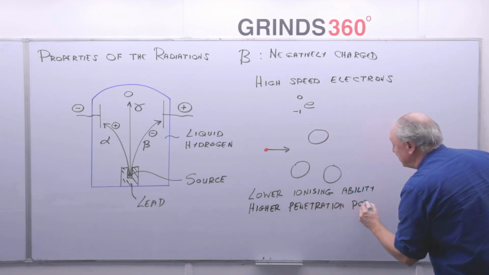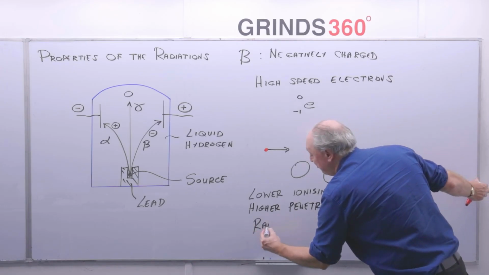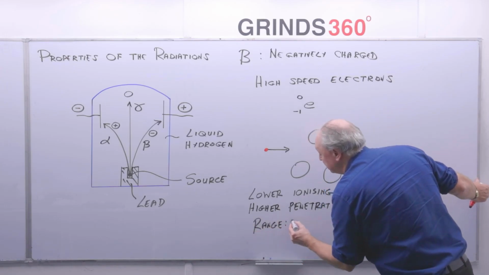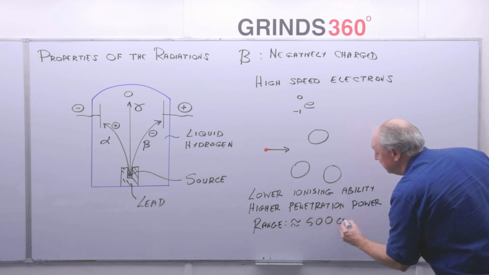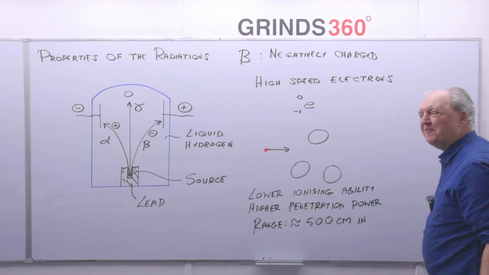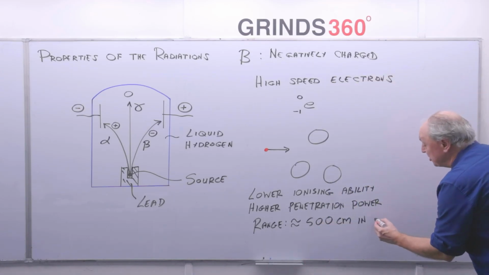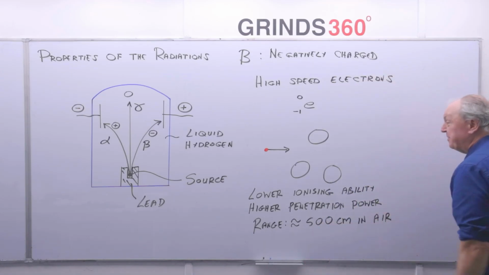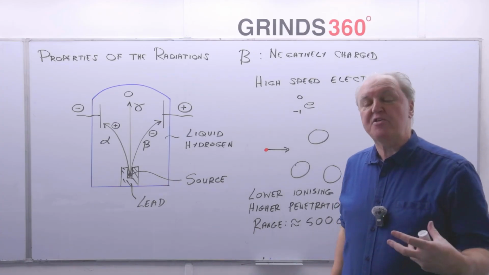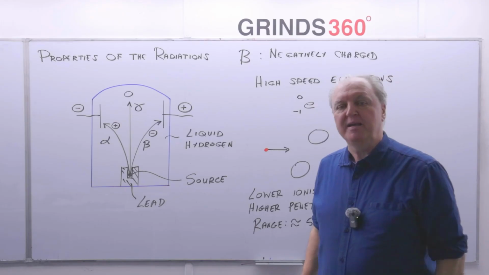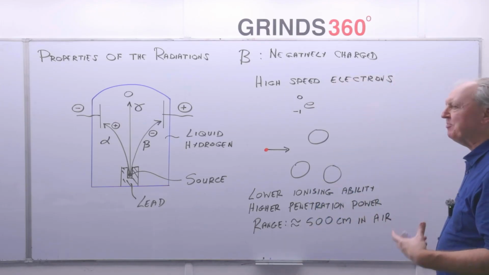How far do electrons go in air on average? That's their range. Their range is approximately 500 centimeters in air, compared to alphas, which only go 6 centimeters. They're actually more dangerous because they're more penetrating. So they land in your skin, they can dig in deeper, go into your nuclei and so on. So they are more dangerous.